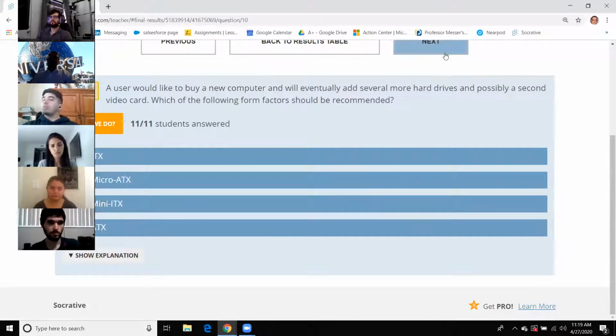That is correct. Next one, Teresa. A user would like to buy a new computer and will eventually add several more hard drives and possibly a second video card. Which of the following form factors should be recommended? I put ATX. B. Everyone agree? Yes, ATX is the one that has the most space and the biggest, right?